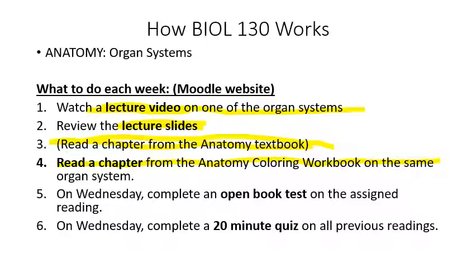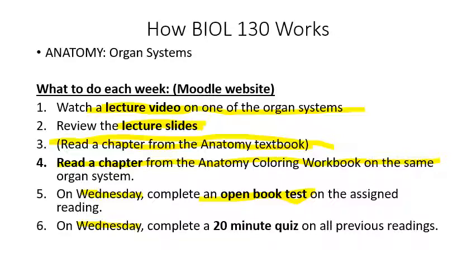And then on the Wednesday of each week, you have to write 2 little tests on that system and some other things. So on Wednesday, you complete what's known as an open book test on the cardiovascular system. An open book test means that you are allowed to have the anatomy and physiology coloring book in front of you while you're doing the test. You are assigned to read the chapter.